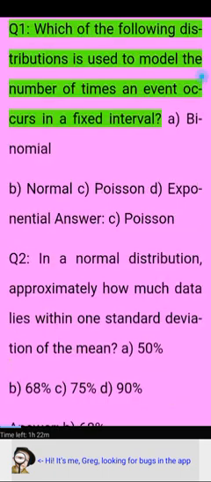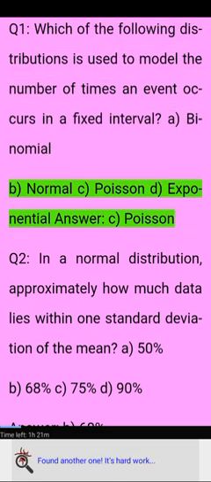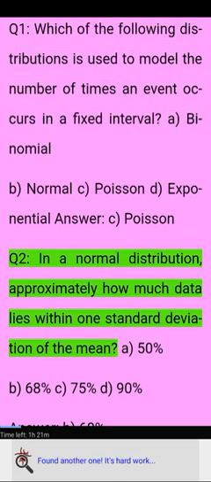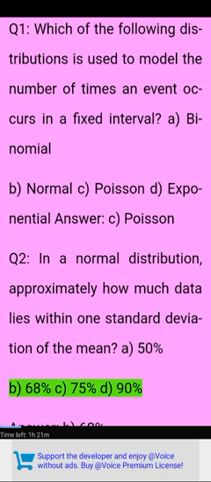MCQs for practice. Q1, which of the following distributions is used to model the number of times an event occurs in a fixed interval? A, Binomial. B, Normal. C, Poisson. D, Exponential. Answer: C, Poisson. Q2, in a normal distribution, approximately how much data lies within one standard deviation of the mean? A, 50%. B, 68%. C, 75%. D, 90%.